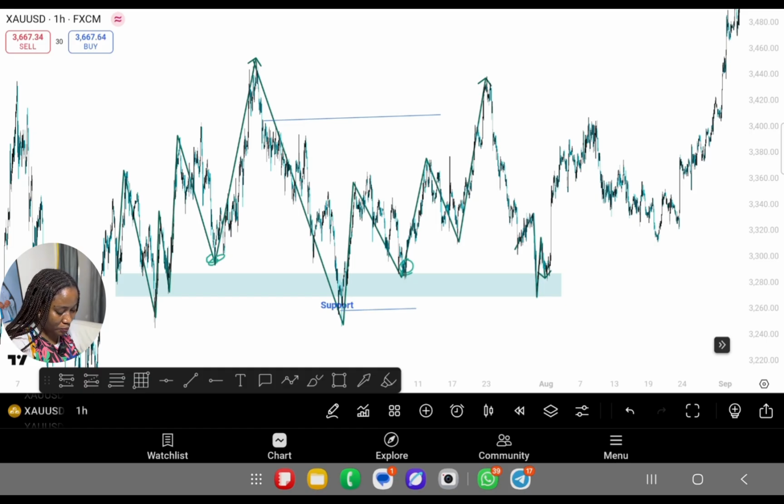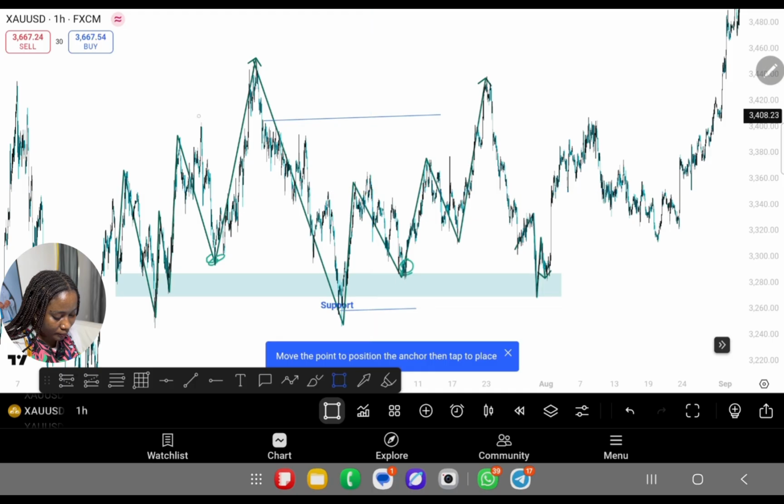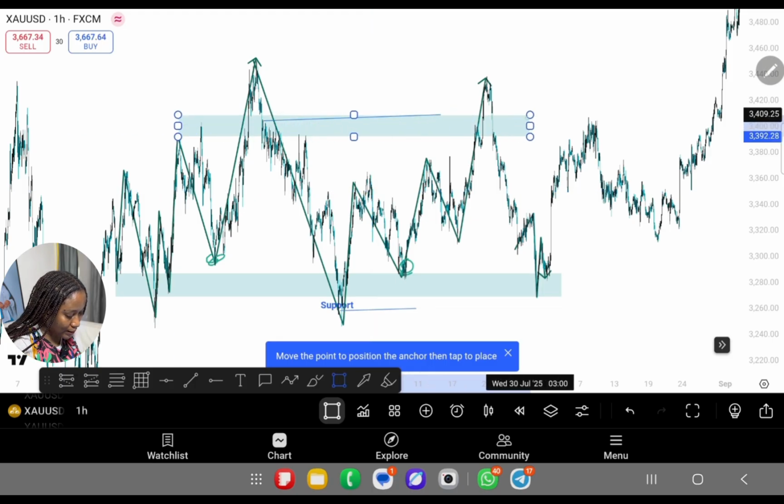That's a typical support. Now, also, if you notice something up here, you will notice that whenever price gets here, there is always a rejection.